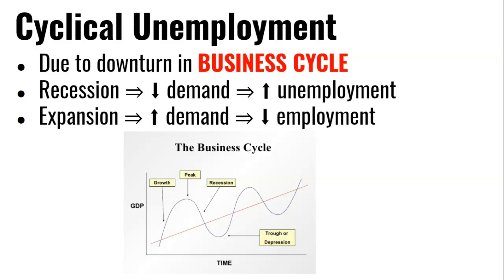Cyclical unemployment is the result of a downturn in the business cycle. All right, when there's a recession and the economy shrinks, there's no longer as much demand for employment. There's no longer as much demand for employees, and so therefore unemployment rises. And then when the economy expands, there's a need for more workers, and unemployment drops. And so this is sort of a natural cycle within the economy.